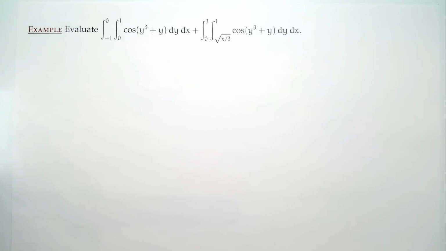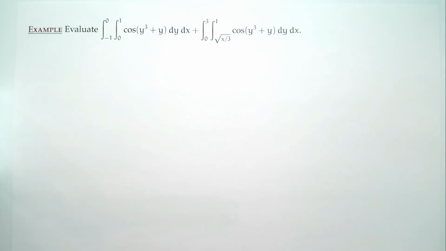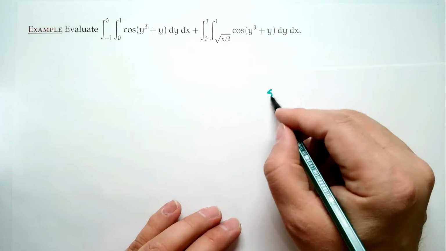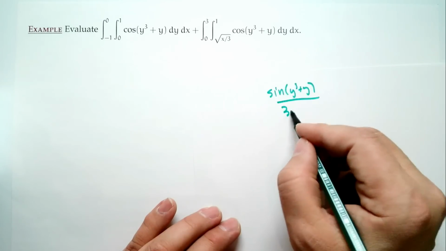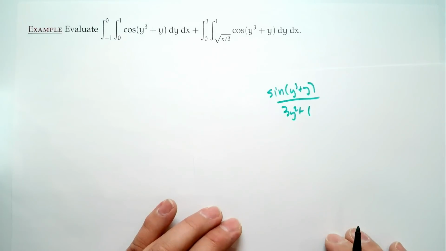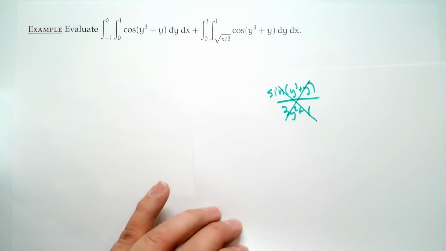Now, there's a temptation to say, this isn't so bad. We just take the antiderivative of cosine of y cubed plus y, which we might be tempted to say, maybe, well, that would be sine of y cubed plus y over 3y squared plus 1, right? Yeah, that's the temptation. We're not going to yield to that temptation because it's very wrong. So don't do that. Don't do that.